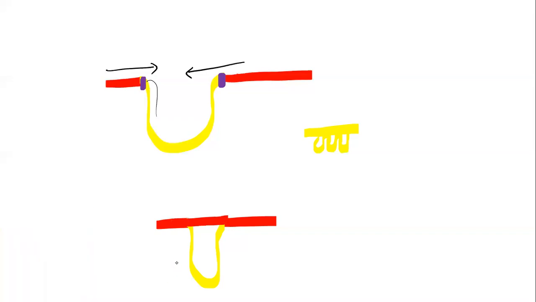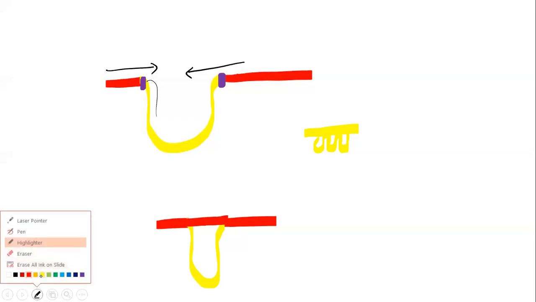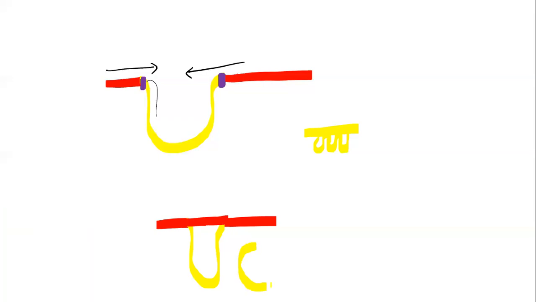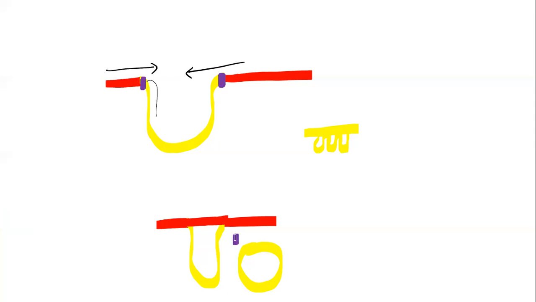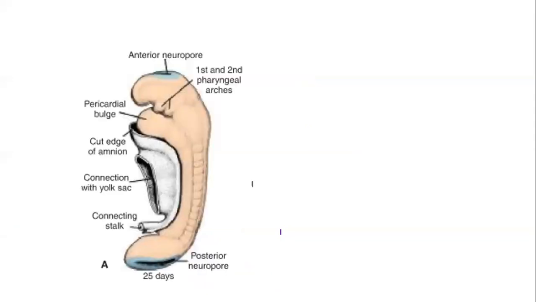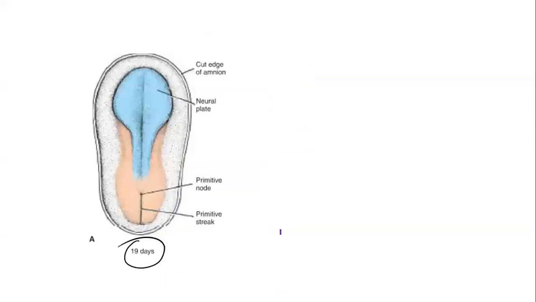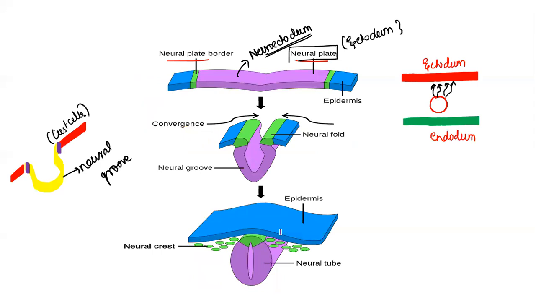So when these cells are going to fuse, this groove is going to come as a tube-like structure. They will detach from the surface ectodermal junction and form a separate tube-like structure. Along with them, the neural crest cells will also come and stand like this. So what I want to tell you here is, we'll get back to this slide again.